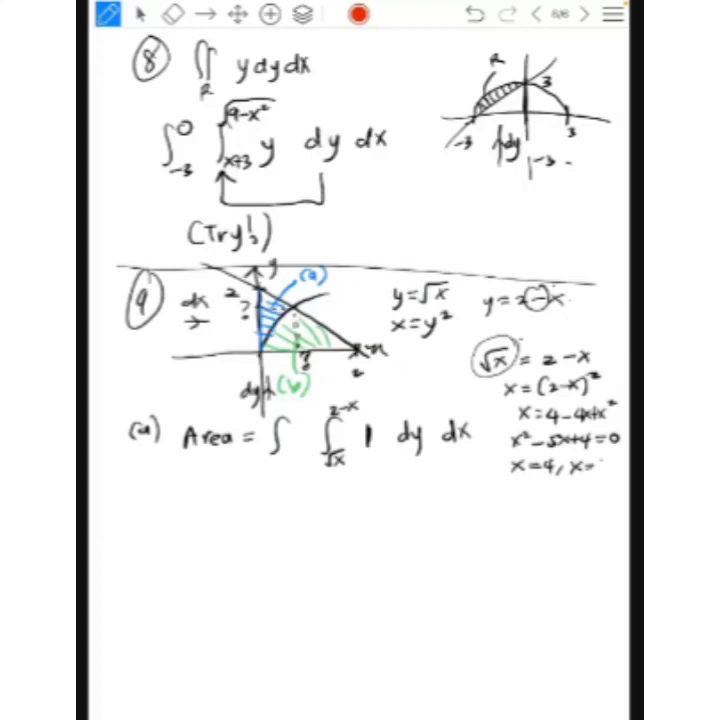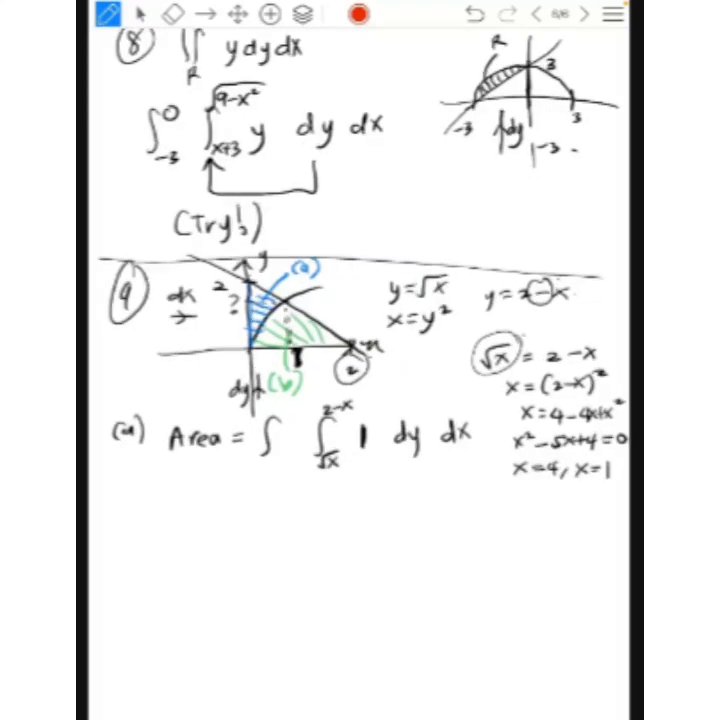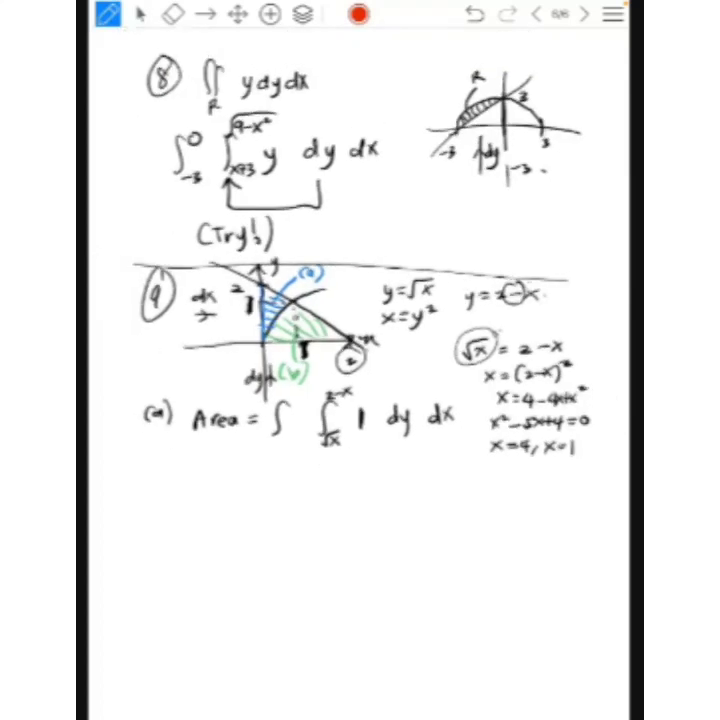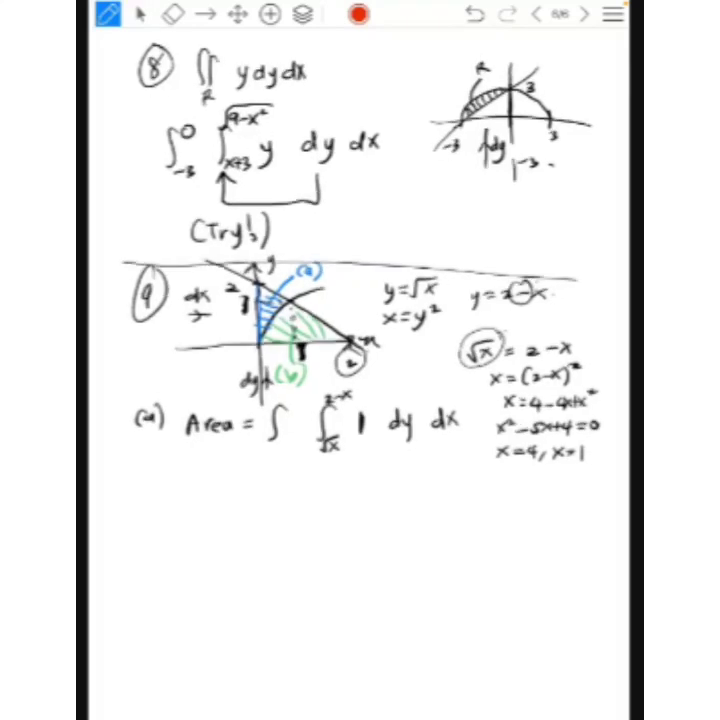So obviously this is 1. Why 1? Because here is 2, here must be 1. So if here is 1, here must also be 1, because it is square root x. If x equals 1, then y must be square root 1, which is 1 also.